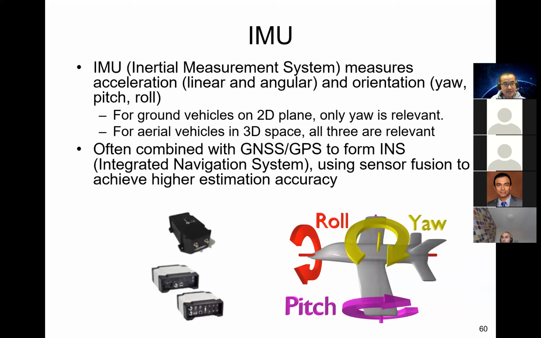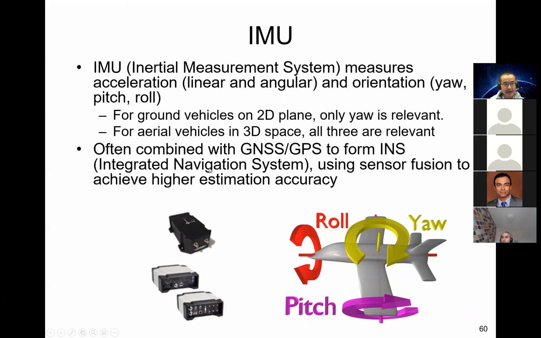So IMU, inertial measurement unit system, measures the acceleration, including linear and angular, and orientation, including yaw, pitch, and roll. So here are the 3 angles of orientation. So for ground vehicles on the 2D plane, only yaw is relevant. That is the turning left or right. For aerial vehicles in 3D space, all 3 are relevant.